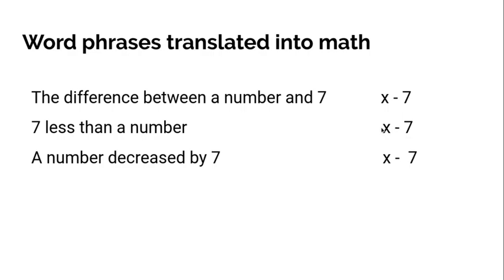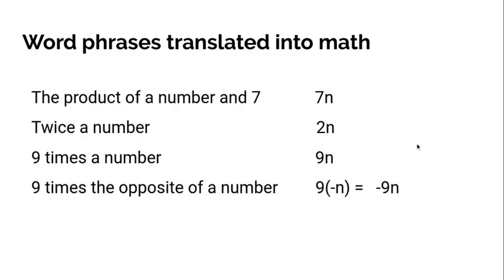Notice how I didn't put 7 minus x, because what we're taking away is 7. This is 7 less, so we have to subtract 7. And a number decreased by 7. Next one, product. The product of a number and 7: 7n or 7x or 7w, whatever you want to call the variable.